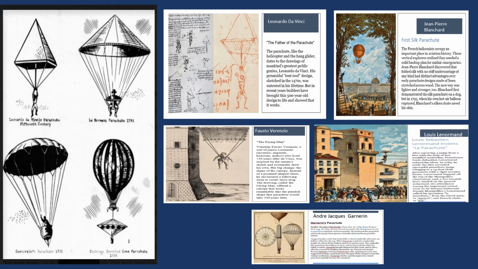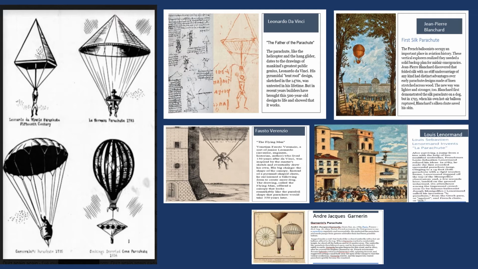Number three, Louis Sebastien Lenormand, who invented the actual word parachute. He jumped from a tree with the help of two modified umbrellas, and later in 1783 he made the first recorded successful parachute jump, clinging to a 14-foot cloth parachute with a rigid wooden frame. He stepped off the top of the Montpellier Observatory and did not get hurt.